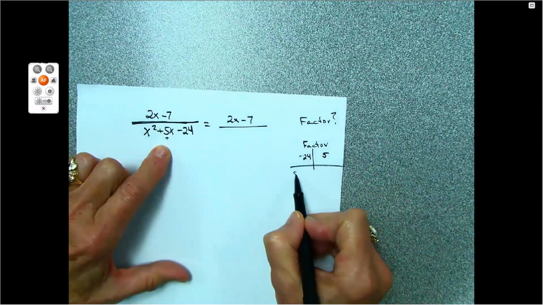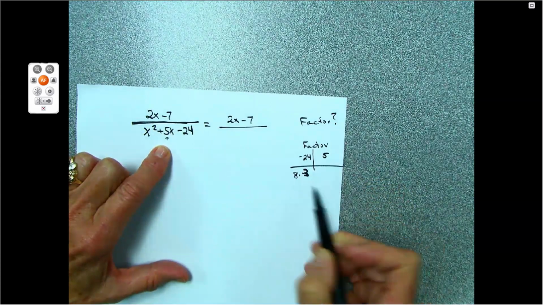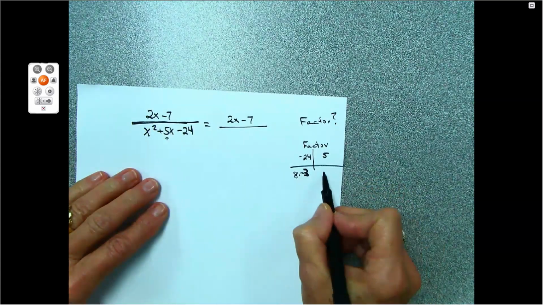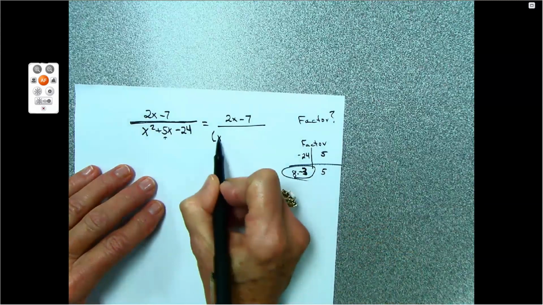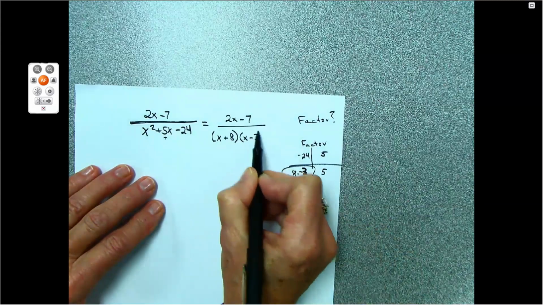Middle term is positive, so 8 times a -3. 8 times -3 is -24. That'd be +5 when I add my factors. So I can factor this as x plus 8 times x minus 3.